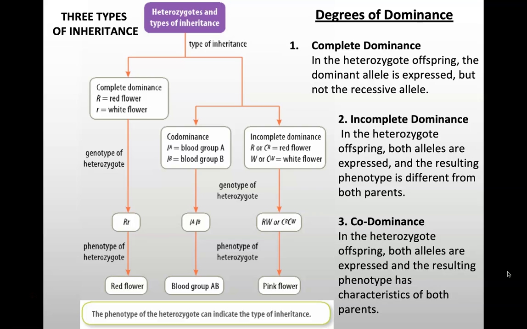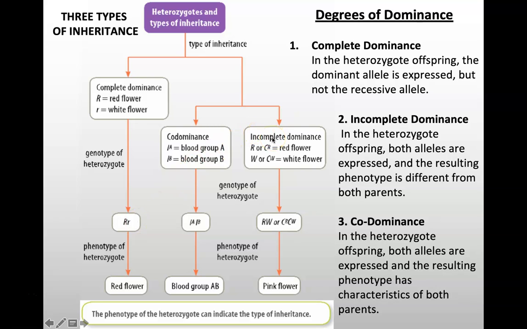A little review on the three types of inheritance of alleles. The first type of inheritance was our complete dominance of one allele over the recessive allele. Here we have a capital letter representing the dominant allele and a lowercase letter representing the recessive allele. If the heterozygote exists, the dominant allele is always manifested in the phenotype, or the characteristic trait, not the recessive allele.